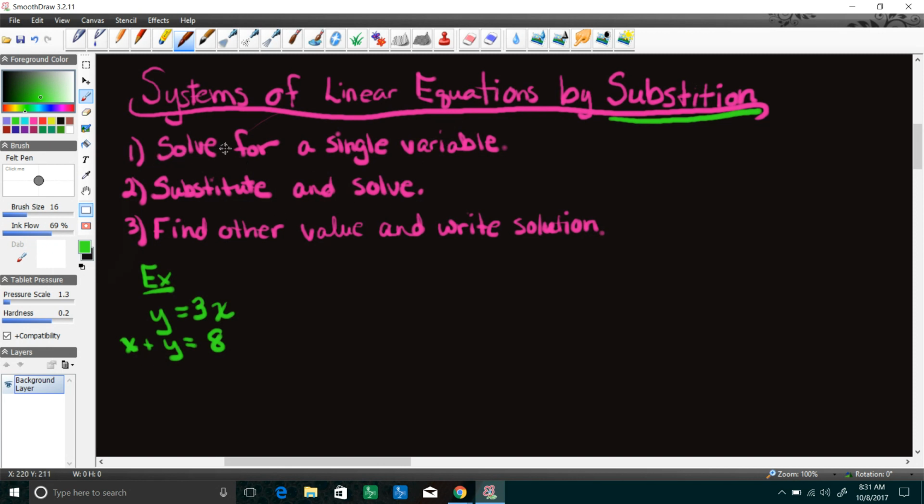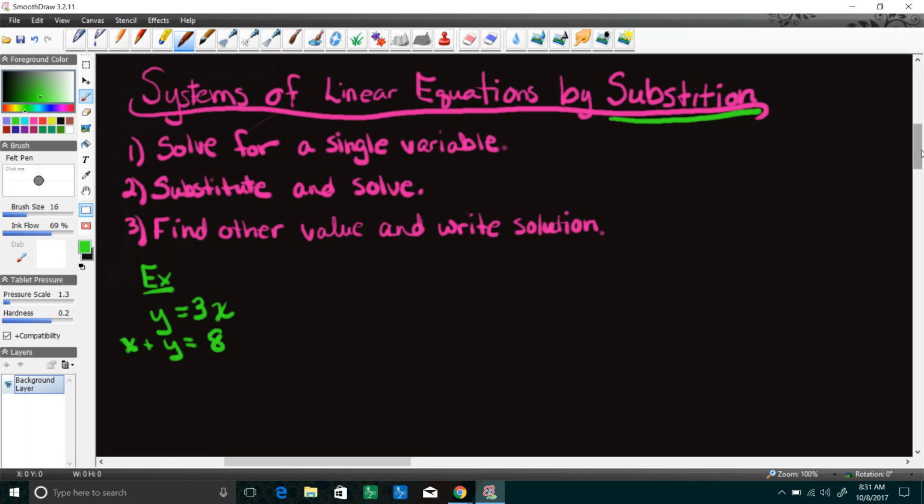Step number one is to solve for a single variable, so that's x or y. Step number two is to substitute and solve. So this is the part where we do most of our work. And step number three is to find the other value and write the solution. So if we found x, then we're going to find y and vice versa. Okay, so the best way to show these is, of course, through example.